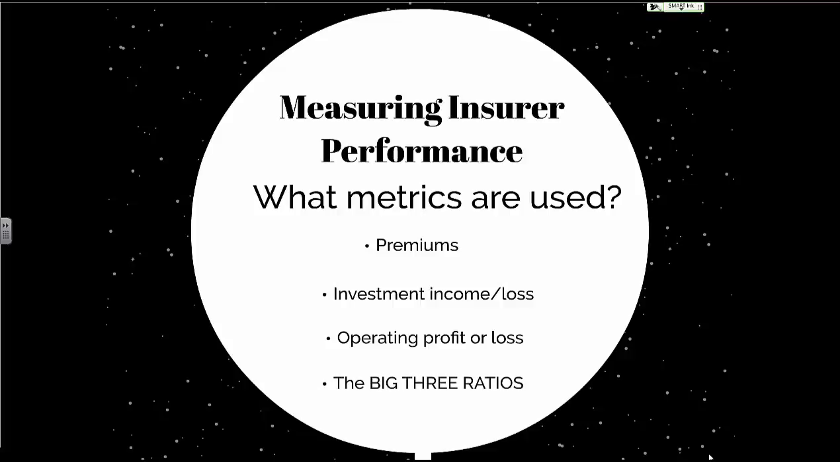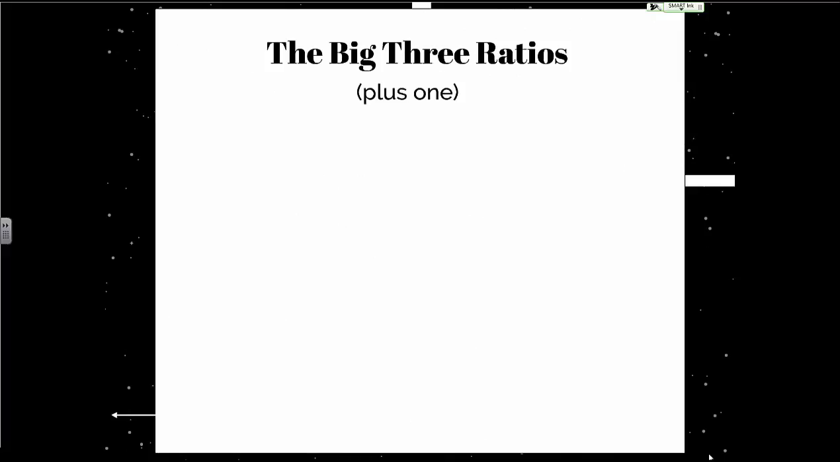So let's talk about what I call the big three ratios. These are the primary ratios used to measure insurer performance. These are extremely important when it comes to insurance company operations. We'll talk about the three big ratios plus one more ratio that in some ways is actually the most important of all. First, the expense ratio.